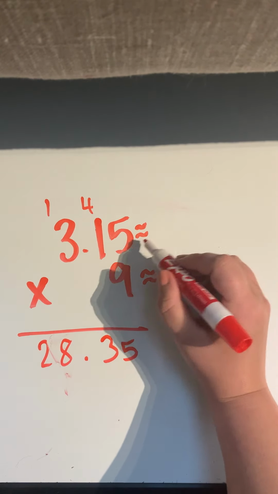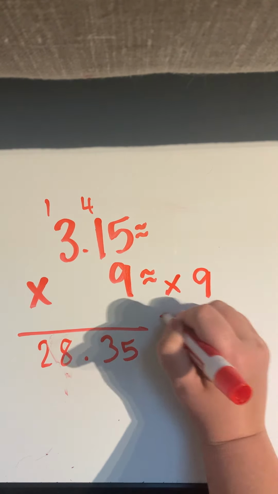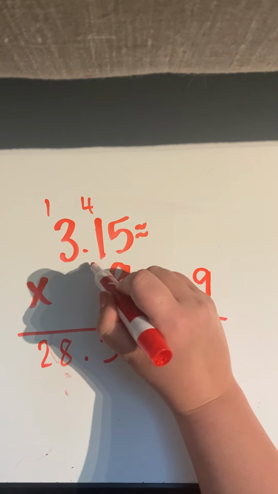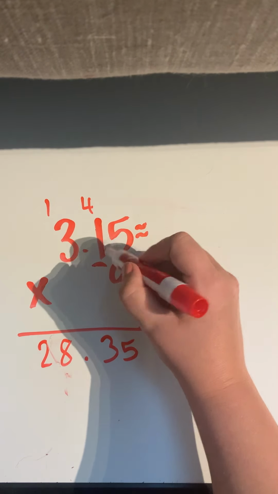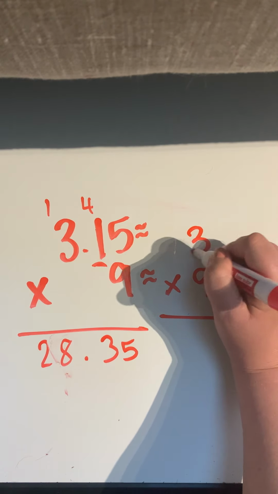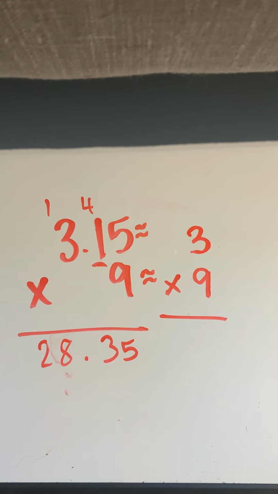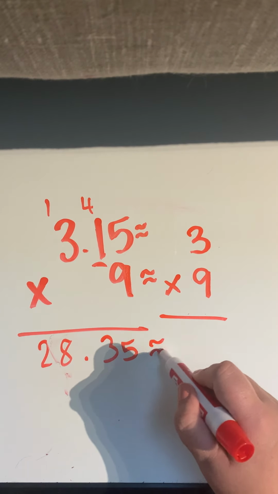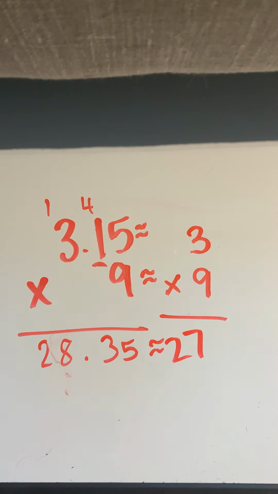All right, so I'm going to come over here, and my 9's going to be the same. And I'm going to take a look at my tenths, and that's just a 1. That's 5 or less, so I'm going to let this number rest. So then I'm going to come over here. 9 times 3 is 27. So is this a reasonable answer? Is it within about 3 or 4? Yeah, good job.